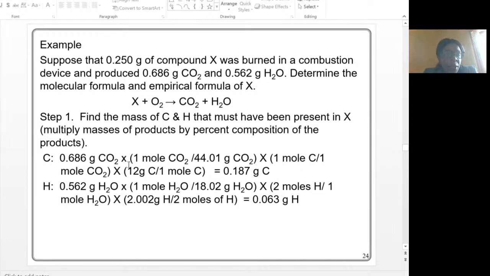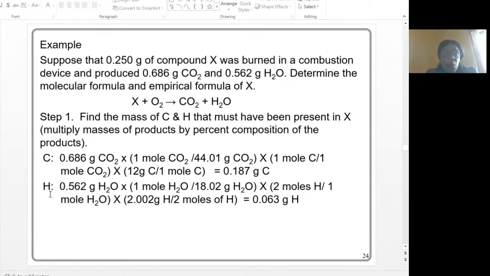Okay, sorry about that break in transmission. I think it's network. Okay, so 0.686 grams carbon dioxide, you multiply that with 1 mole of carbon over the molar mass of carbon dioxide, which is 44.01 gram per mole. In carbon dioxide, there's 1 mole of carbon, so you multiply that component. Then times the mass of carbon in that 1 mole of carbon dioxide, which is 12 grams per 1 mole of carbon. That will give you 0.187 grams of carbon.